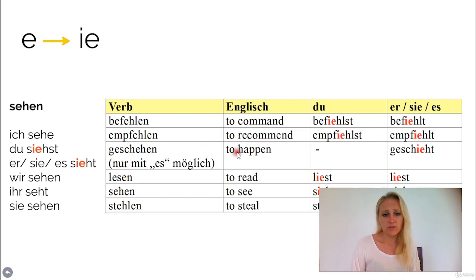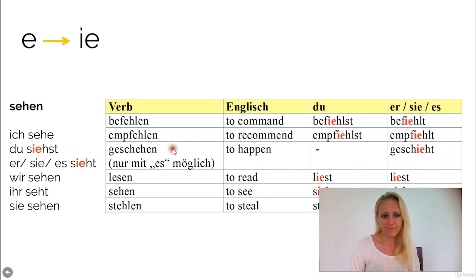Geschehen means to happen, and it's just possible with the personal pronoun es. Es passiert, oder es geschieht. It's just possible with es geschieht. We cannot say you happen or he happens or so. We just say es geschieht.